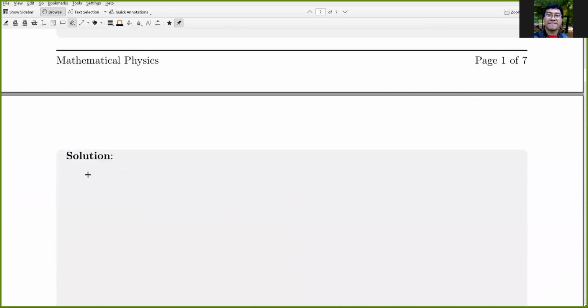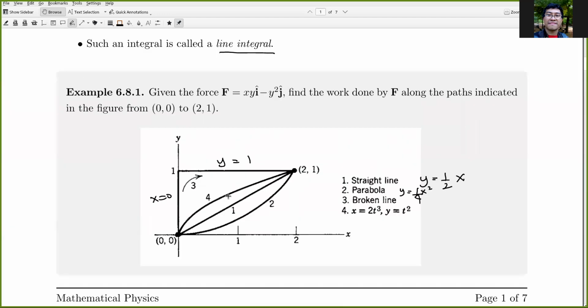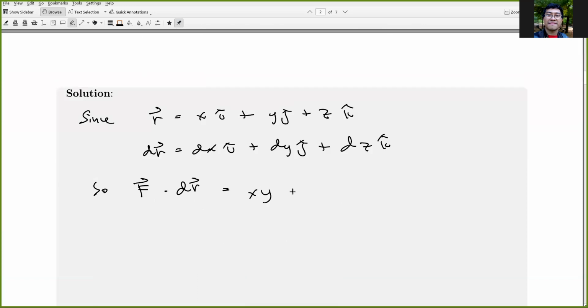Solution. So since r is generally xi plus yj plus zk, then dr is dx i plus dy j plus dz k. So F dot dr equals, F is xy i minus y squared j. So the x component is xy times dx minus y squared dy.